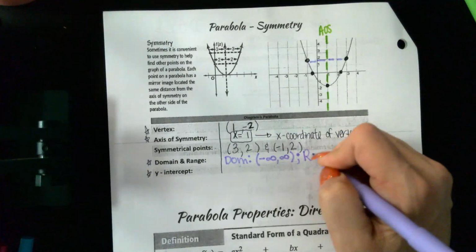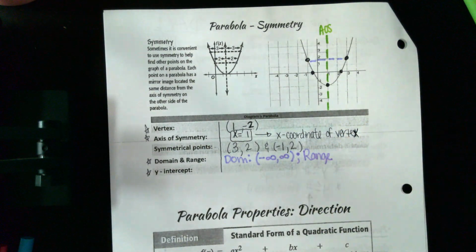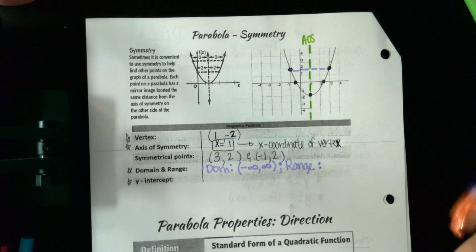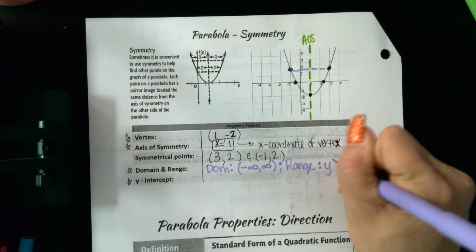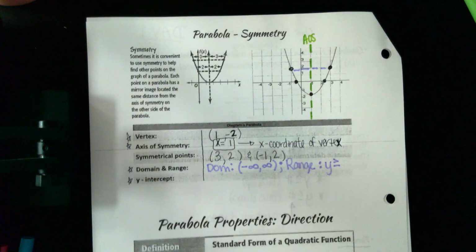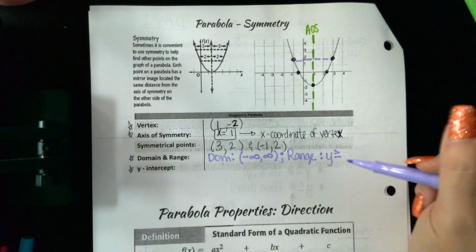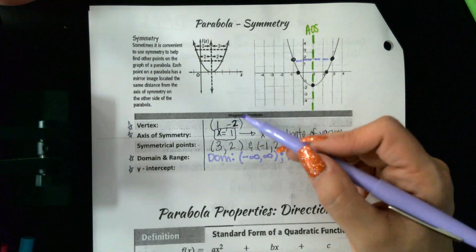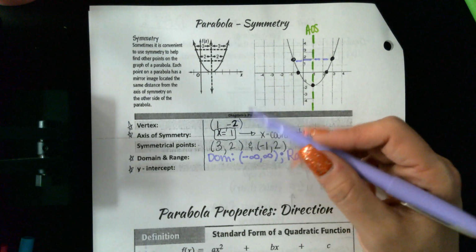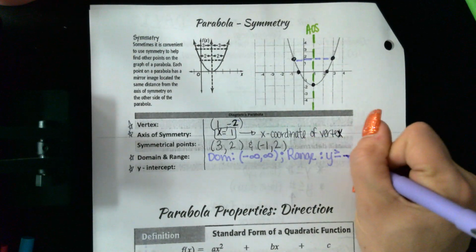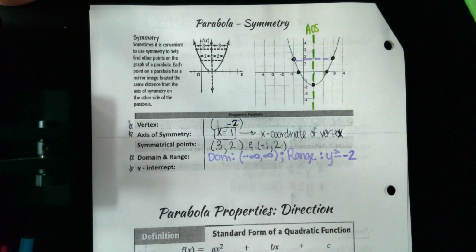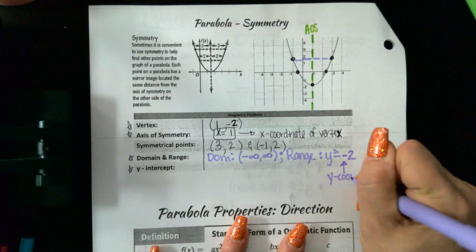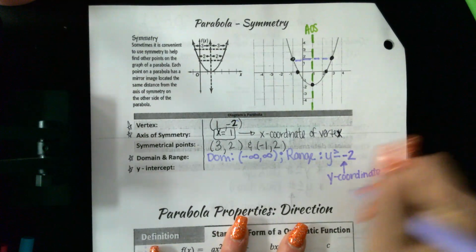And then let's talk about range. Is this parabola facing up or down? It's facing up. So when it's facing up, you put y is greater than or equal to. Where did I tell you to get that number from? So it's the y coordinate of your vertex. So this vertex, again, comes in real handy because now this -2 is the number I would use for the range. So that number right there is the y coordinate of the vertex.